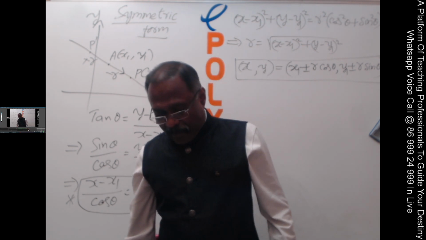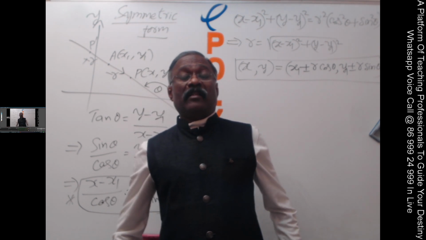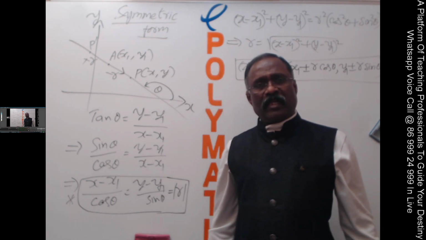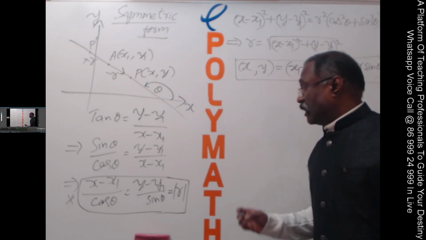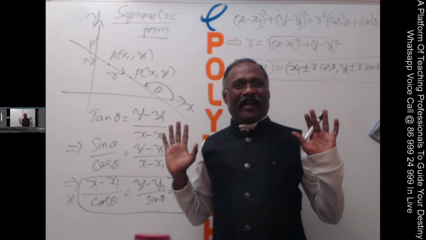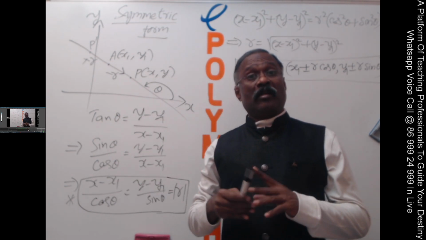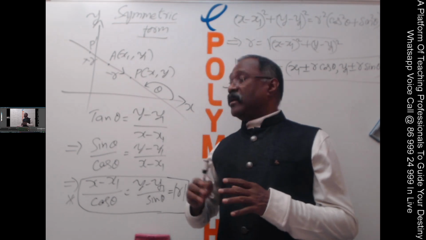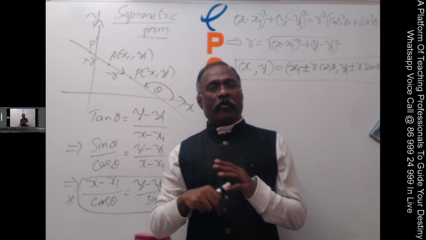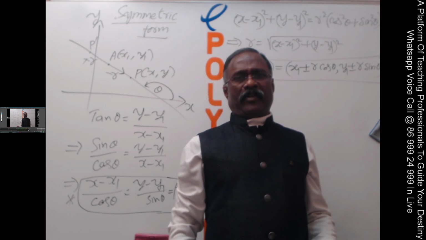So x comma y is nothing but x1 plus or minus r cos theta, y1 plus or minus r sin theta. By taking plus, you will get the above point. By taking minus, you will get the below point. This is what the symmetric form is. Symmetricity is the equal distance above and below. This is what you have to understand thoroughly, please.